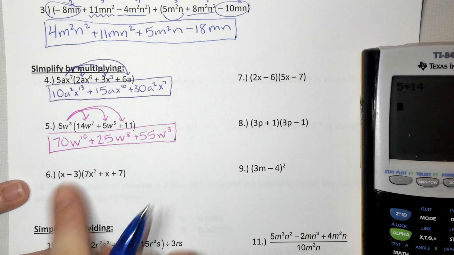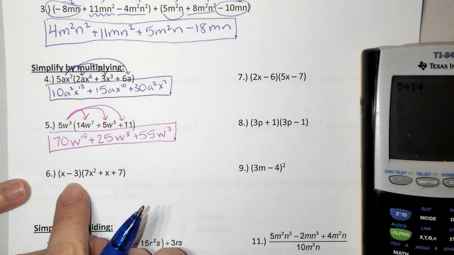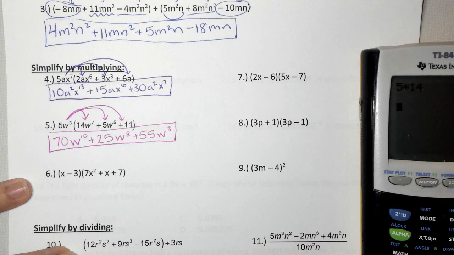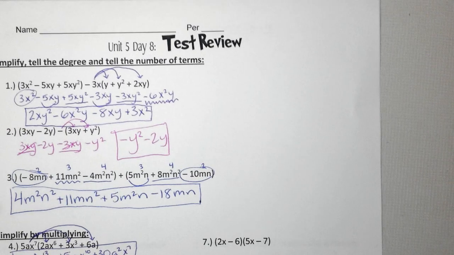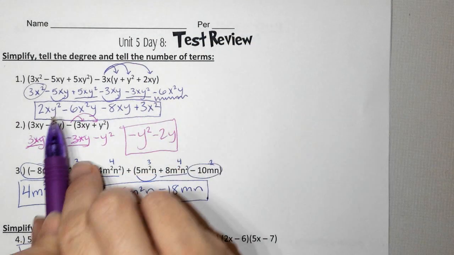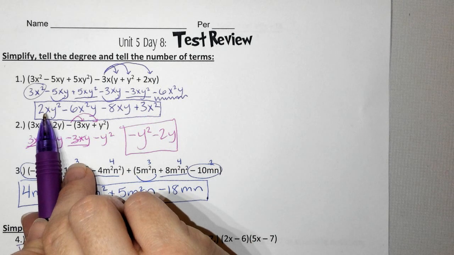Okay, now here we have to double distribute because we have two terms in front, not just one anymore. This was one term in front, one term in front. And something I just realized I forgot. We're going to go back really fast. I did not tell the degree or tell the number of terms. So I want you to realize, I'm going to get a different color.